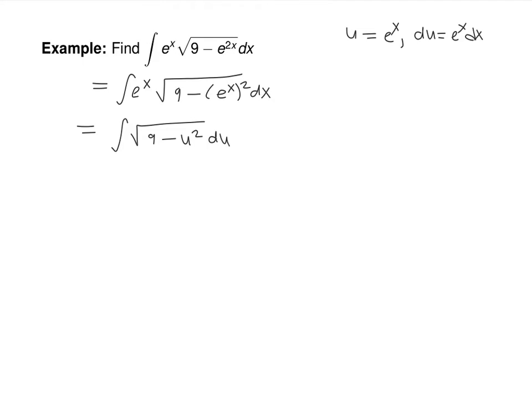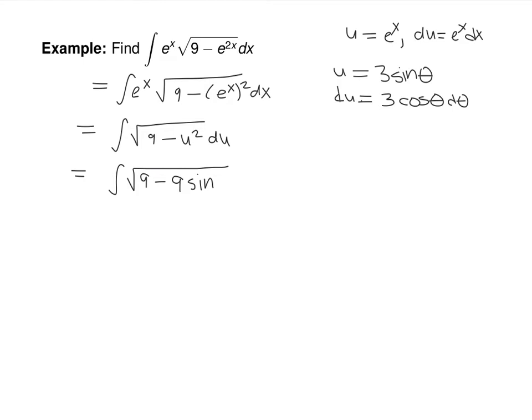Woo! And that's not so bad then. It will take a little bit of work, but it's not awful. Now, you let u equal 3 sine theta, and du is 3 cosine theta d theta. So this becomes the integral of the square root of 9 minus 9 sine squared theta times 3 cosine of theta d theta.